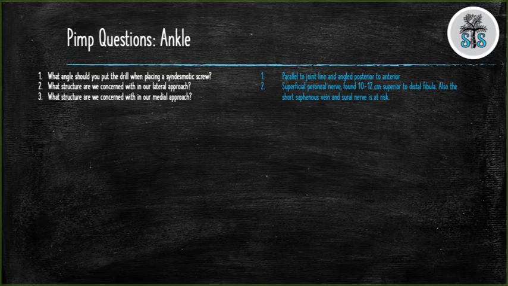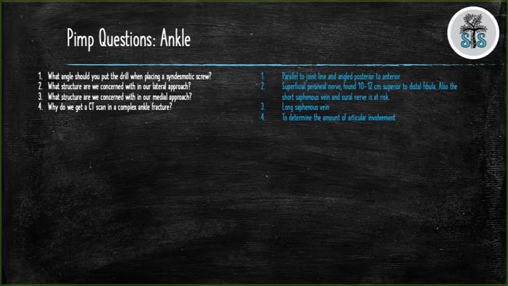Question 3. What structures are we concerned with in our medial approach? The long saphenous vein. Question 4. Why do we get a CT scan in a complex ankle fracture? We obtain a CT to determine the amount of articular involvement.